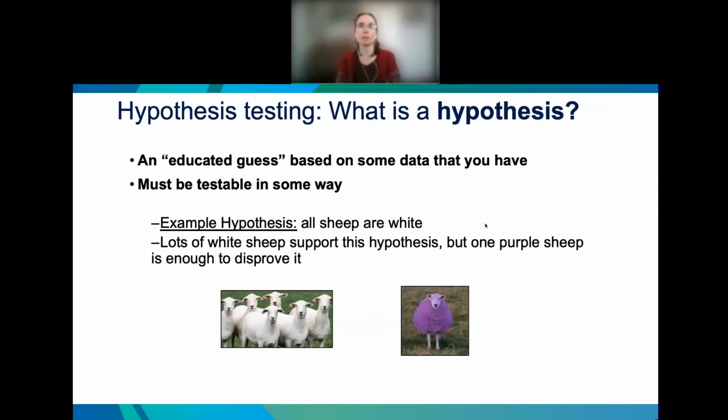So the point here is that it's easy sometimes to find a lot of data to support a hypothesis. And so what we're after is, it's easier to disprove a hypothesis than to say that you have enough data to support it, because you never know if you just haven't seen the purple sheep yet.